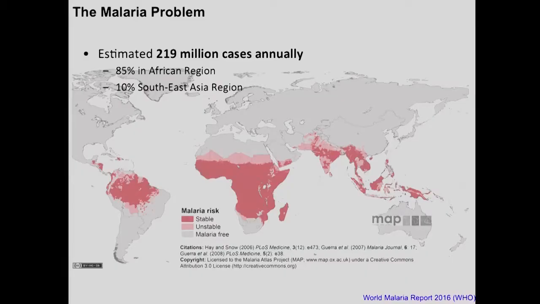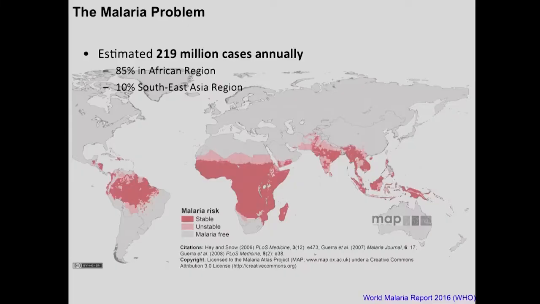So just to give you a bit of context for this disease, malaria has been eliminated in most of the developed world, including the United States. Until the 1940s or so, malaria was an endemic disease. It's been eliminated in most of the developed world, but continues to be a devastating problem in the developing world.